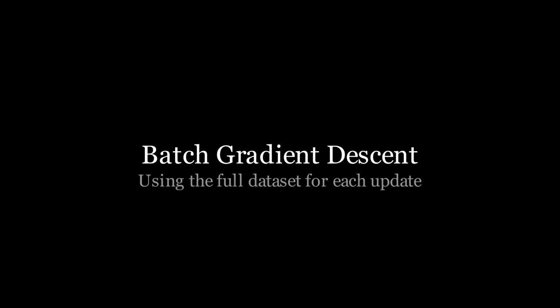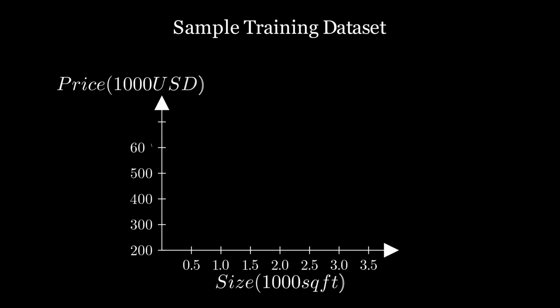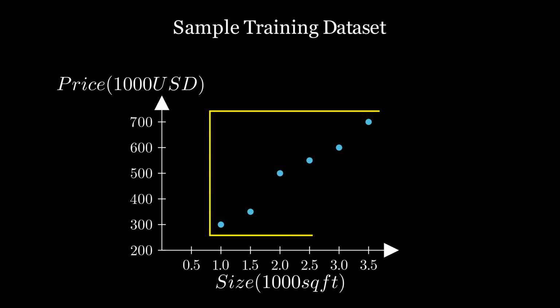Batch gradient descent is the most straightforward version of gradient descent. It uses the entire training dataset to compute the gradient at each step. Let's look at a simple linear regression problem with a small dataset. Here we have house sizes and their corresponding prices. In batch gradient descent, we'll use all these points together to calculate the gradient at each step.